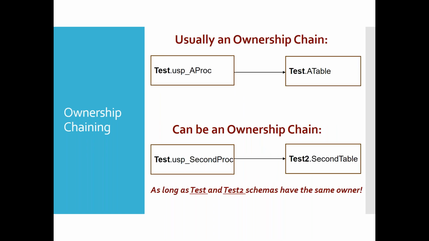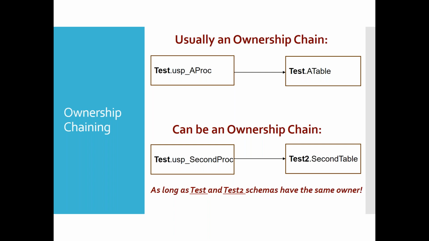So here's a good example, right? I have a stored procedure, test.usp_aproc, referring to a table, test.atable. Not the best of naming conventions, because we try not to do that prefix naming convention anymore, but I wanted it to stand out so that you could see it was a stored procedure versus a table. Now, test would be the schema, and as long as the owner is the same, then it should work.